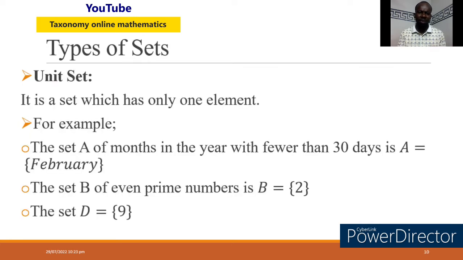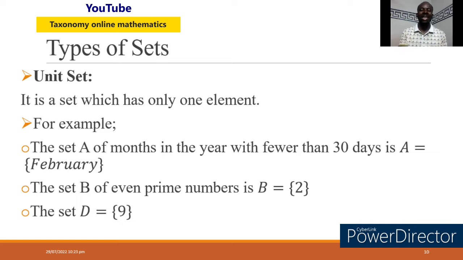Alright. Then we have a unit set. Unit simply means 1. So any set that has one element is what we refer to as a unit set. So it has only one element. Example, a month of the year with fewer days than 30.